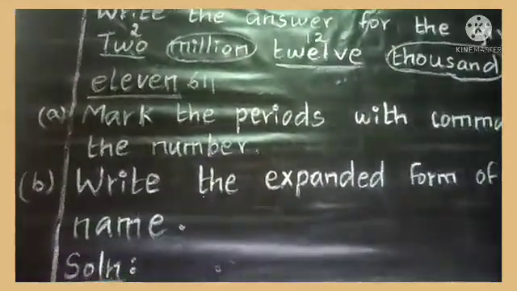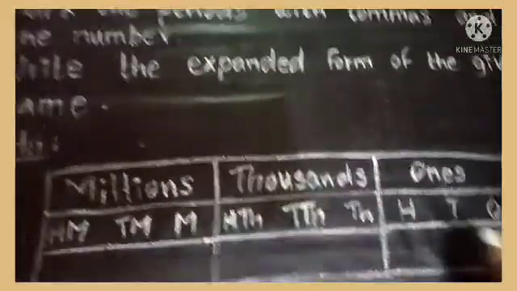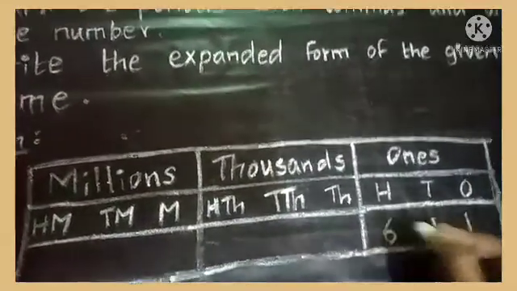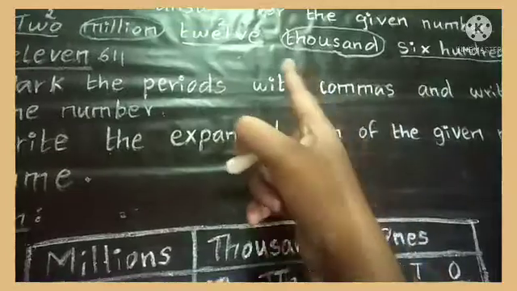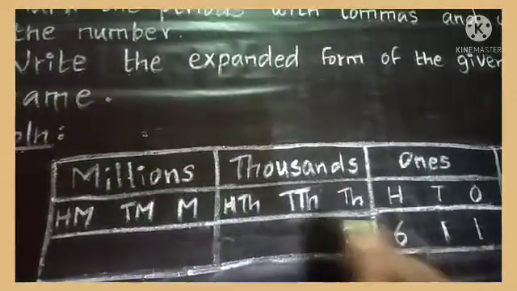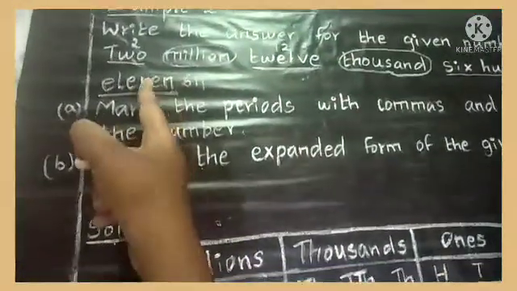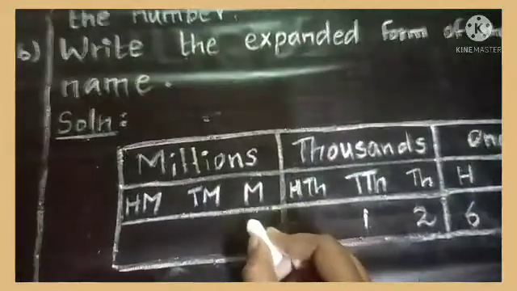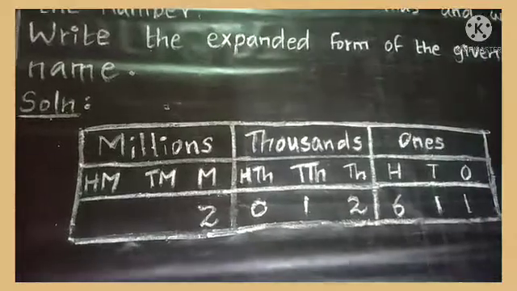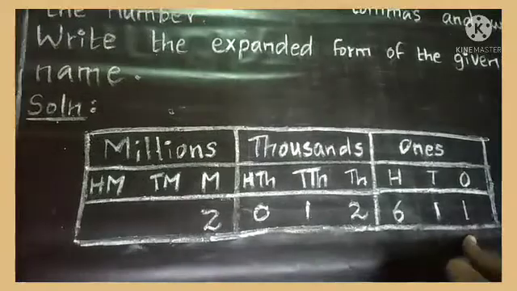Let's write the number in the place value chart from right side. Write 1 in ones place, then write 1 in tens place, write 6 in hundreds place, then write 2 in thousand place, then write 1 in 10,000 place, then write 2 in million place. In 100,000 place, write 0. Now we get 2,012,611.